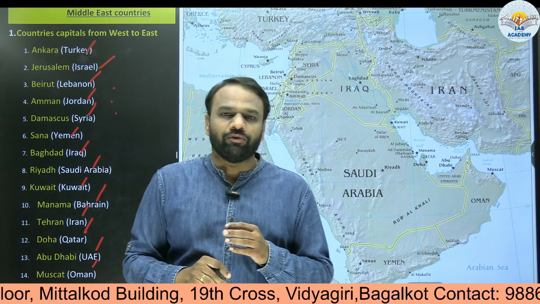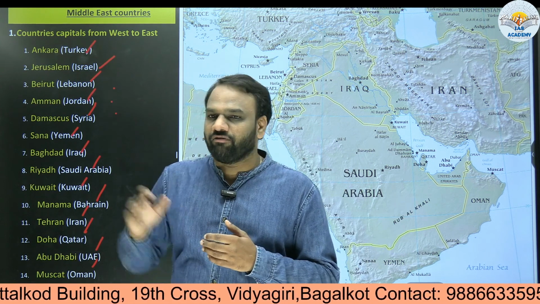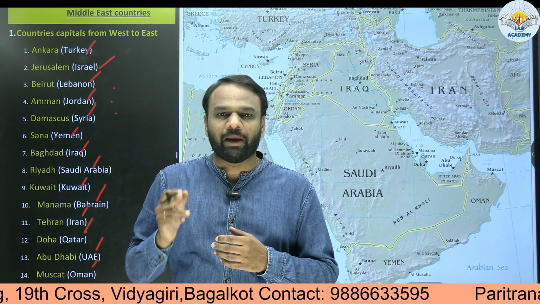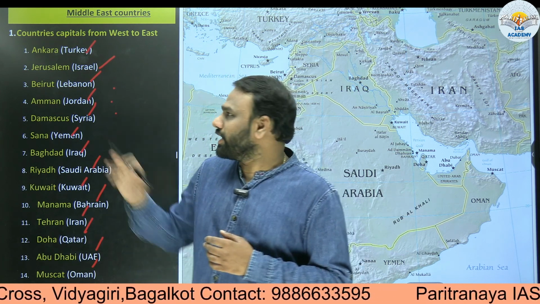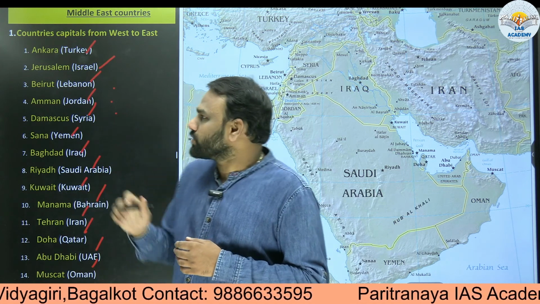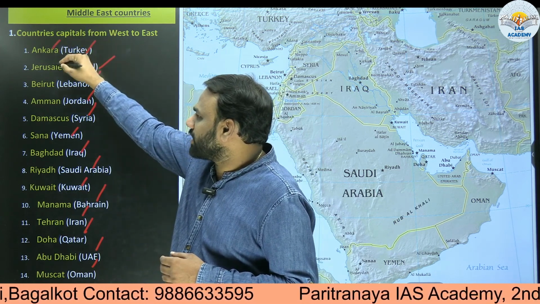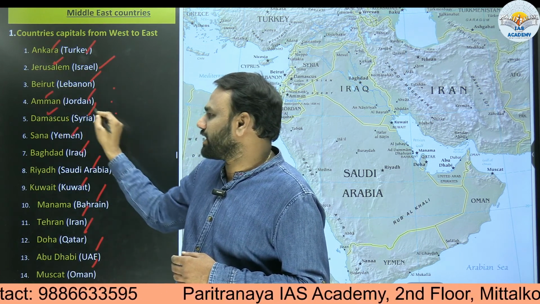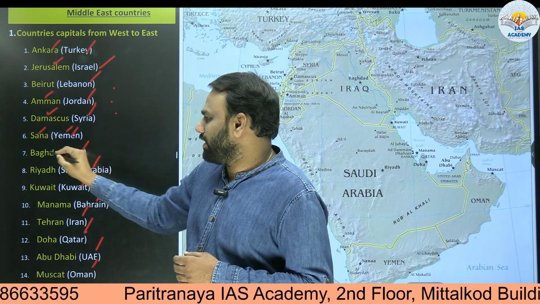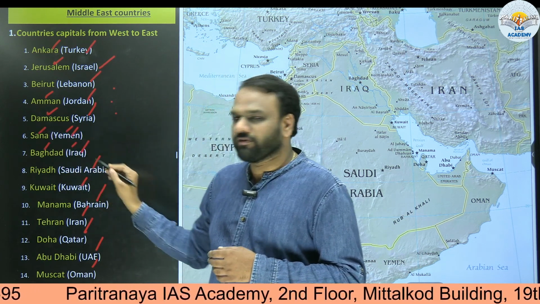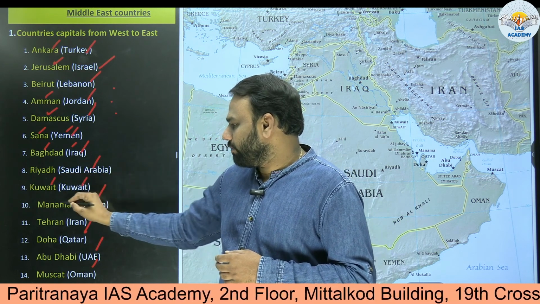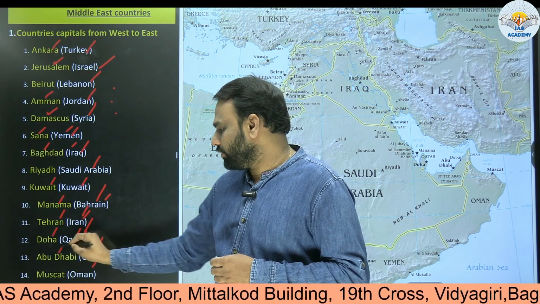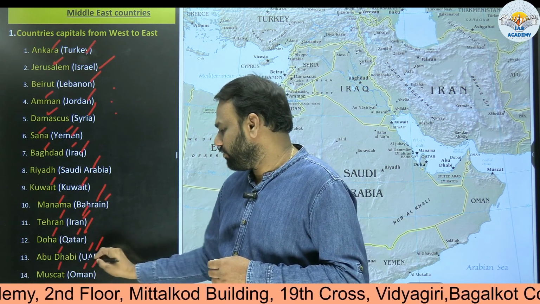So from the exam point of view, what is the information that we are supposed to retain? First is we need to know about the countries which are part of Middle East. Second is we need to know about the capital cities of these countries. So here I also indicated the capital cities. Ankara is the capital of Turkey, Jerusalem is the capital of Israel, Beirut is the capital of Lebanon, Amman is the capital of Jordan, Damascus is the capital of Syria, Sana'a is the capital of Yemen, Baghdad is the capital of Iraq, Riyadh is the capital of Saudi Arabia, Kuwait is the capital of Kuwait, Manama is the capital of Bahrain, Tehran is the capital of Iran, Doha is the capital of Qatar, Abu Dhabi is the capital of UAE, Muscat is the capital of Oman.